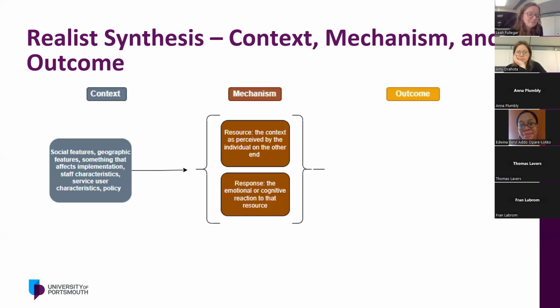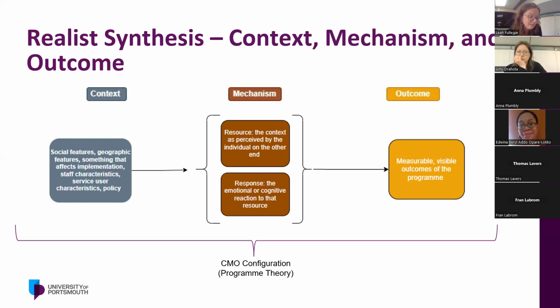Mechanism is quite slippery to define. Even with lots of people that do a realist synthesis, they'll probably all give you a slightly different definition of what mechanism means. But it normally consists of two parts. So it's the resource and the response. The resource is the context as perceived by the individual, and the response is the emotional or cognitive process that happens in response to that resource. This is often invisible and something we can't actually see. And then the outcome is the visible, measurable outcome of the programme. So it can be unexpected and unintended, but generally they're things like health outcomes or improved quality of life. Altogether, this is a CMO configuration or a programme theory.